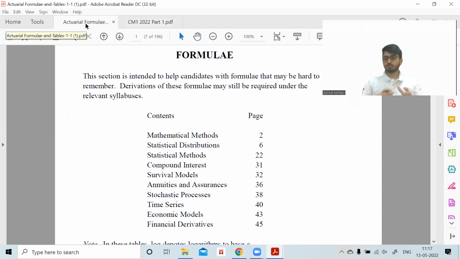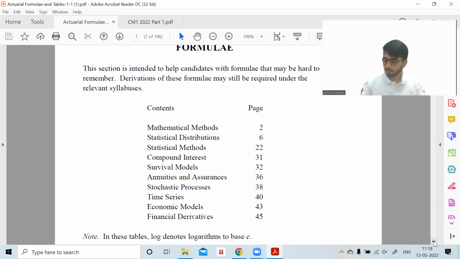It's almost a 200 pager thing. You will see that on page number 7 or so, there's a list of formulas, or I would say more so a contents page. First, we have certain mathematical methods, then we have statistical distributions, statistical methods, compound interest, and so on. For our purpose, a little bit might be required from mathematical methods, that is from page number 2 to page number 5, and the bulk of it would be required, I mean this entire section, which is compound interest. Then annuities and assurances would be required.